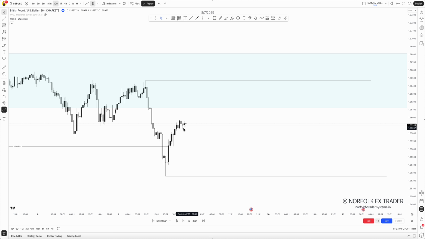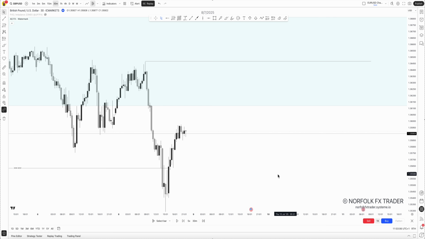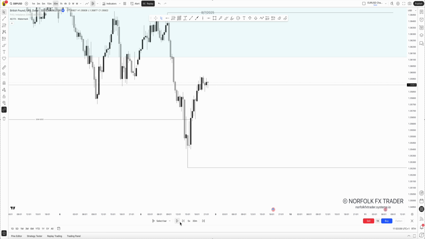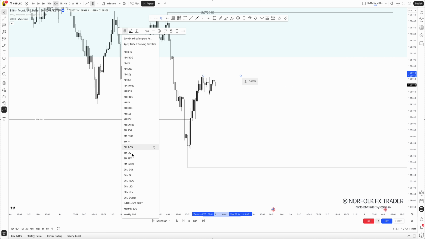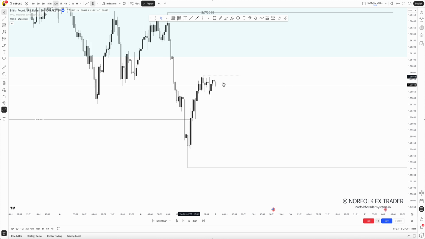Now, as well as this, I can start looking to mark off internal structure. So let's just go forward a few candles and I'll start showing you what's happening here. So we'll mark this off as an internal structure. And what we're looking for now is price to show us that shift in movement. So currently we've gone bearish.